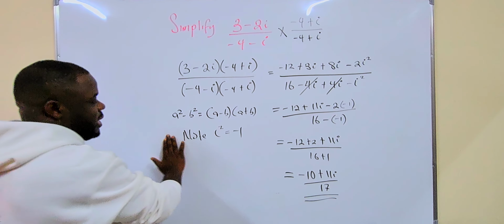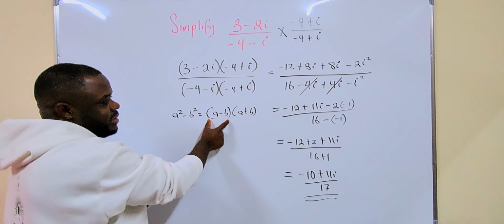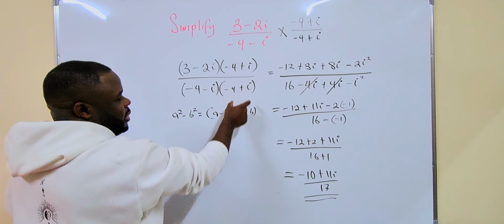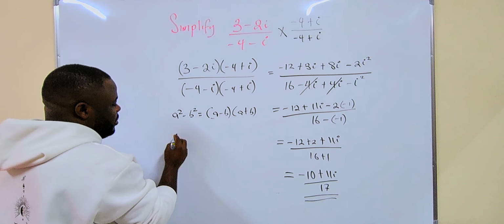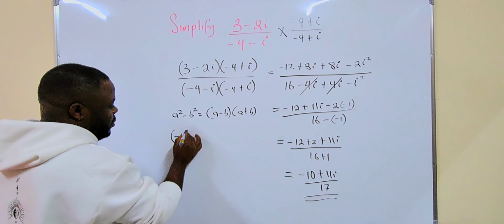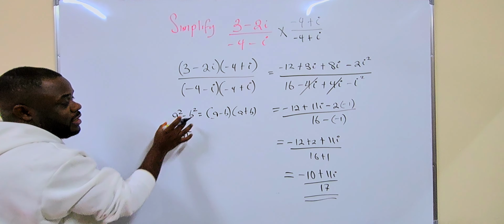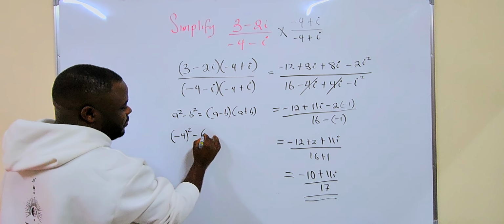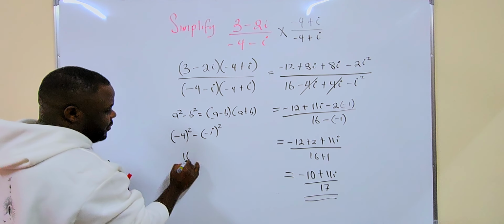Now, for what I said here, if you look at it from here, these are the first terms, okay, that are subtracting each other. So basically what you will just say here is negative 4 squared. Okay, this is the answer. I just want to talk about this difference of two squares: negative 4 squared minus what? Negative i squared, right? So this is going to give you 16.